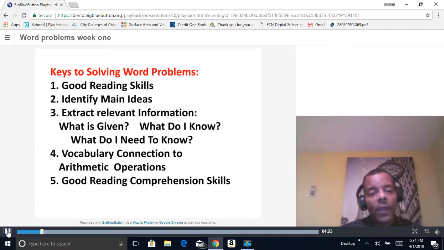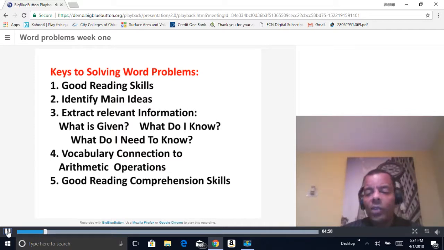The third thing that is very crucial is, after you read that word problem over and over and over, you want to ask yourself some questions. Number one, what is given in the problem? In every word problem, there's going to be some relevant information that they provide for you that's crucial to solving the problem. You have to be like a detective and find out what are those relevant pieces of data, information, that I need to solve this problem.